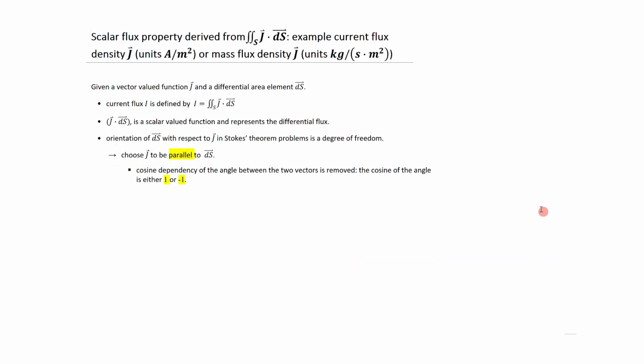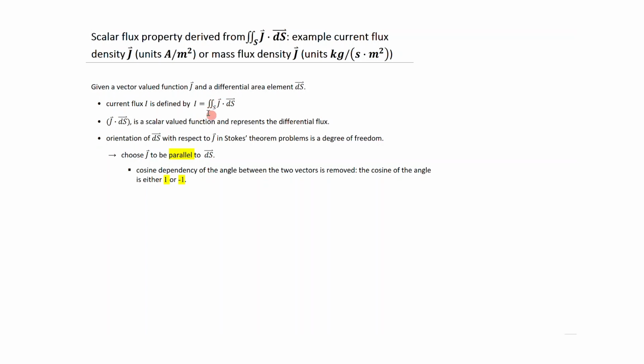All right, so then next thing is the scalar flux property derived from this expression, J dot ds. Units of J would be amps per meter squared. If this were a mass flux density, this would be units of kilograms per second per meter squared. Amps can also be written as coulombs per second. So there's some general guidance, and given a vector valued function J and a differential area element ds, the current flux I is defined by taking the integral of J dot ds over the surface of interest.